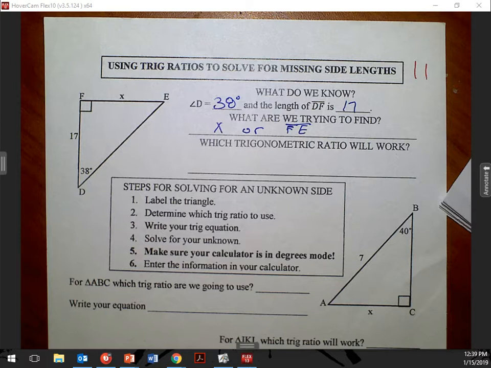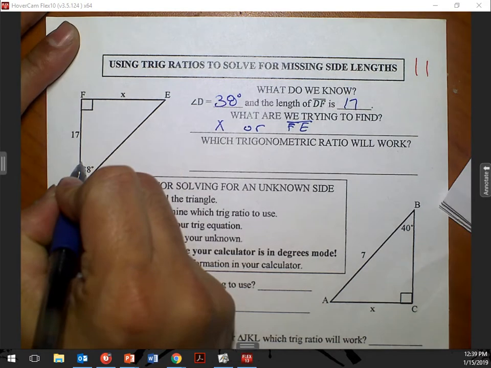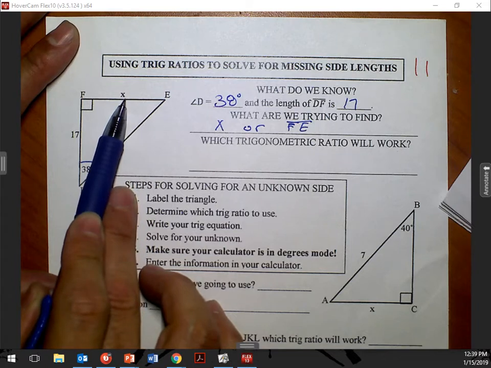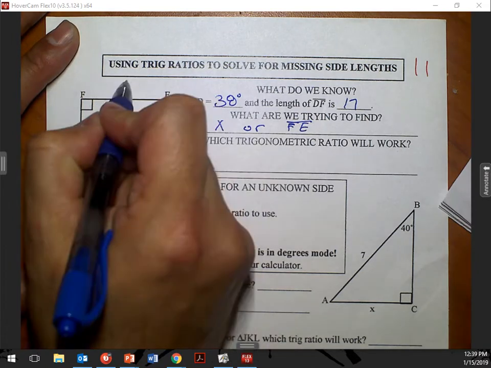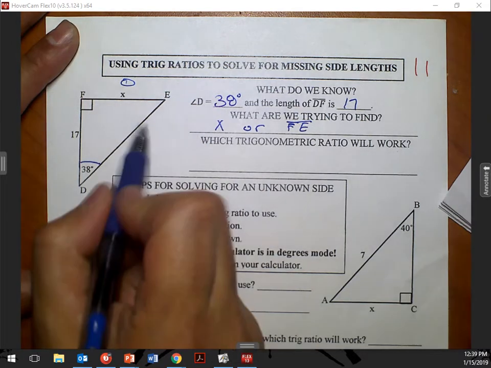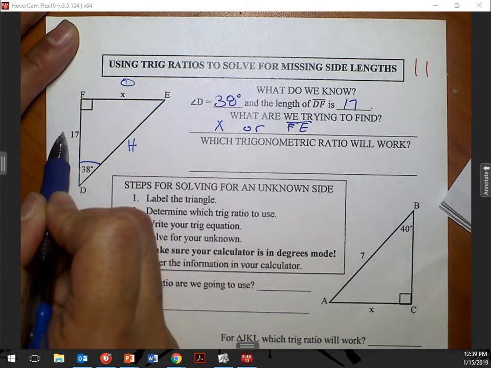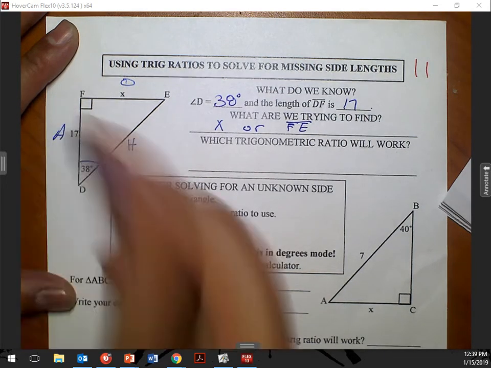What trigonometric ratio will work? So first, I need to start identifying. My reference angle here is going to be what? D, or 38, right? Yeah. So this is my reference angle here. This side over here is called the opposite, so I'm going to put an O over there. This side right here is adjacent, right?